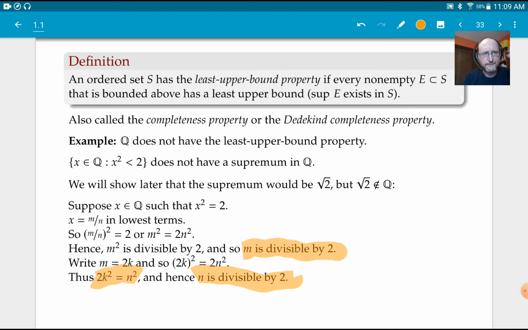Now, maybe the way I said it, that's not a contradiction yet, but the way I wrote it here would make it a contradiction. If you assume that m over n is in lowest terms, then that's a contradiction. There's no way to write it in lowest terms, and you can always write any rational number in lowest terms. So if there is a rational square root of 2, then you cannot write it in lowest terms, so it can't be a rational number.